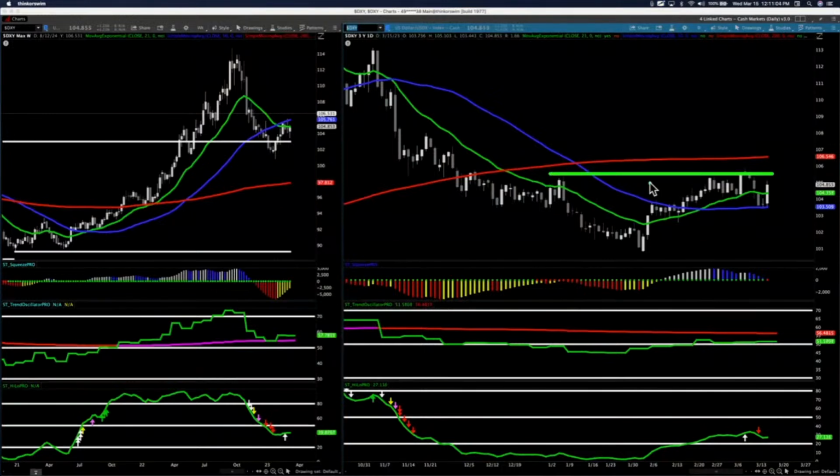Well, let's draw our level, right? That's resistance, and you can see it is acting as resistance. Also note that this is a little slightly advanced, but notice how the 50 is actually holding. So it's telling you, hey, I'm actually starting to respect moving averages. This tells me that this will likely want to break out to the upside soon.